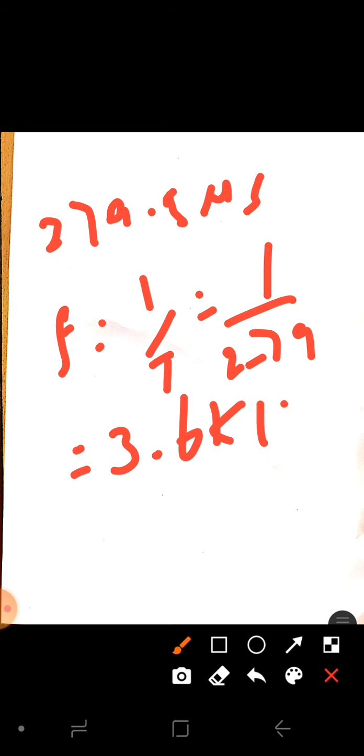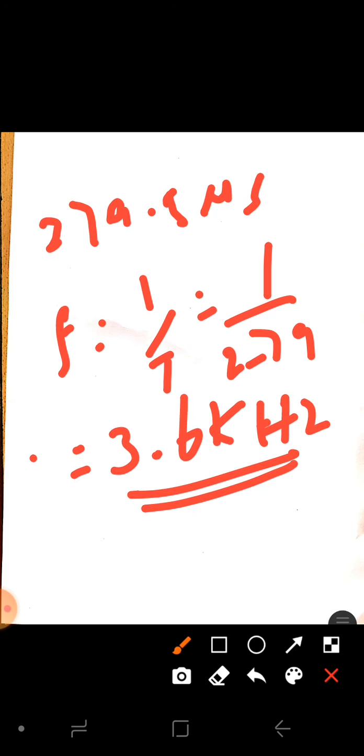So f is equal to 1 by t. So 1 by 279, if you take out, you will get 3.6 kilohertz. So for the given crystal frequency, we found out the timer frequency, we found out the period, and we found out the frequency too. So we said that if you want to get a smaller frequency, then we have to use many registers to get the additional delay.